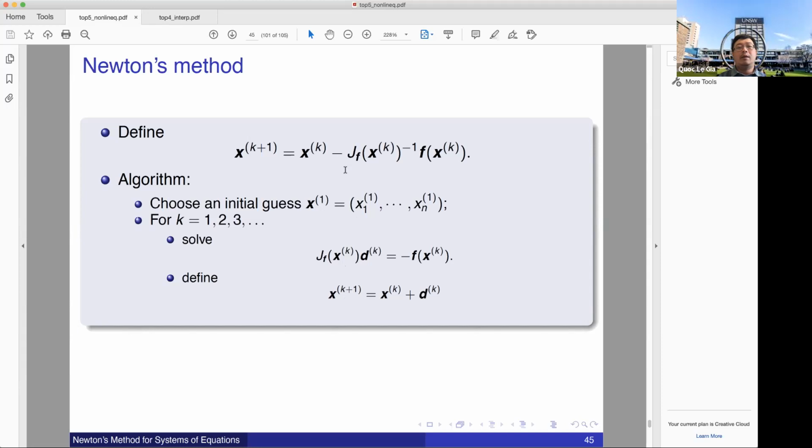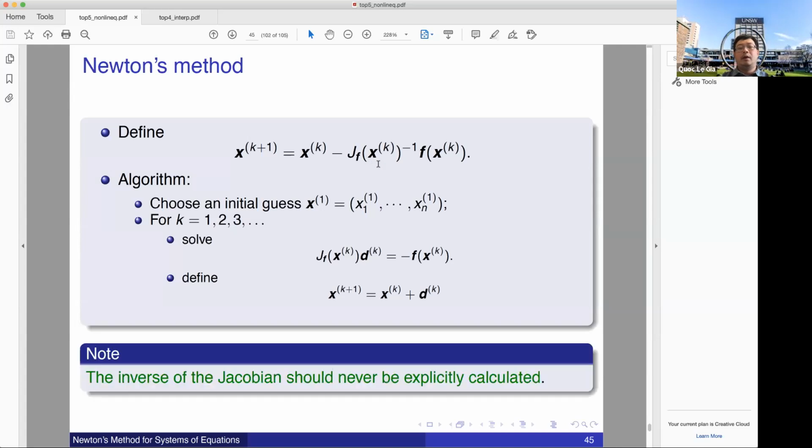If you remember, in the single variable case, you have xk plus one equals xk minus f of xk over f prime of xk. But when you have two or three variables, f prime of xk becomes the inverse of the Jacobian. So it's not a single element anymore. And we never compute the inverse of the Jacobian. We just solve this linear system.